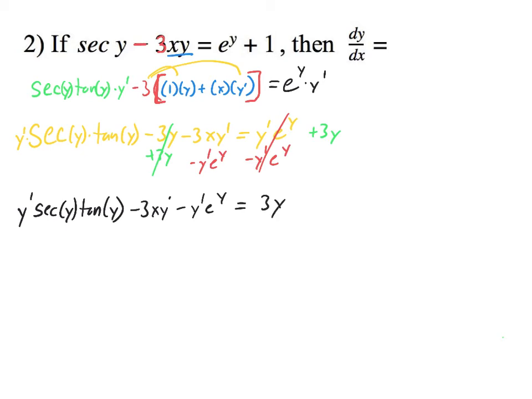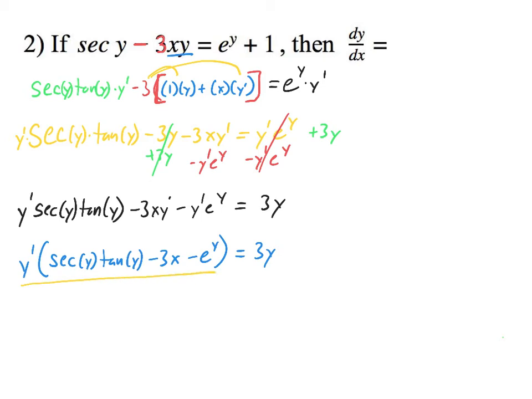Now our goal is to pull out a GCF of y prime, so I'm going to pull my y prime out. When I do that, I have secant y tangent y, and then I have a minus 3x, and then a minus e to the y. That equals the 3y still. And then once we pull the y prime out, the last piece we usually do is divide all the extra baggage over. So I'm going to divide each side by that huge amount of baggage. So secant y tangent y minus 3x minus e to the y.